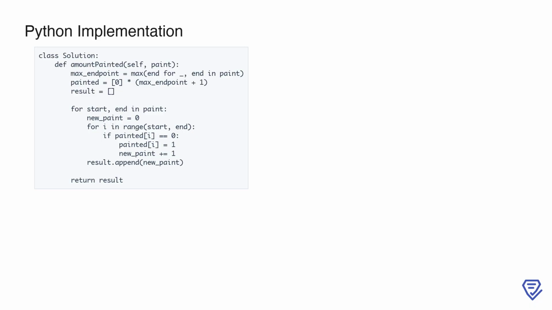Once all intervals are processed, the result list, which contains the new area painted for each day, is returned as the output. This approach ensures that each unit of the range is checked and painted only once, leading to an efficient calculation of the new painted areas. It handles edge cases, such as overlapping intervals, by checking and marking individual units incrementally.